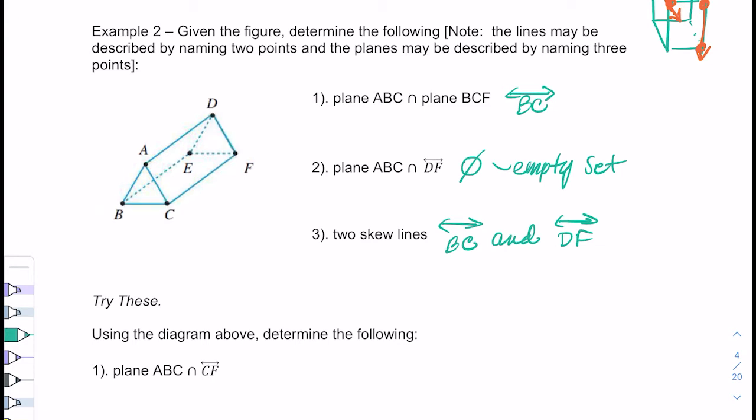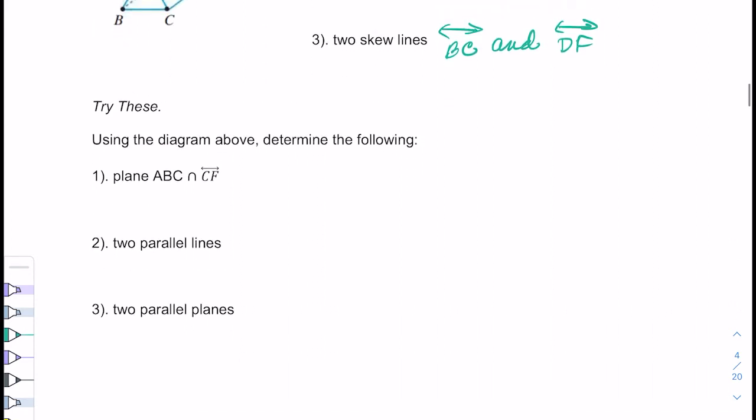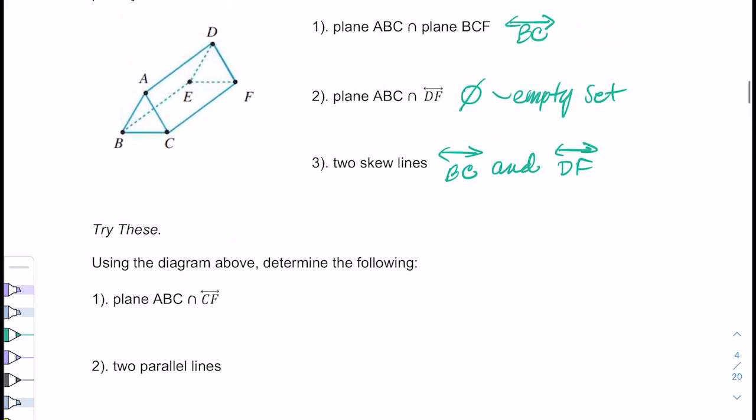You could have also chosen line CF and line DE. They're also never going to intersect and they're not in the same plane. Okay, try and pause the video and try these 3 problems using the same diagram. So you're looking at the intersection of plane ABC and line CF. Okay, so again, here's plane ABC, here's line CF. Where are they intersecting? The only place they're intersecting is at point C.